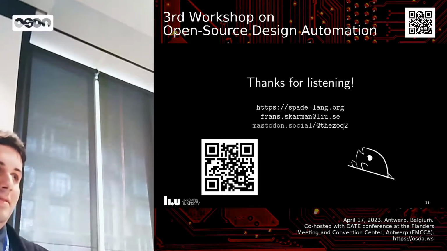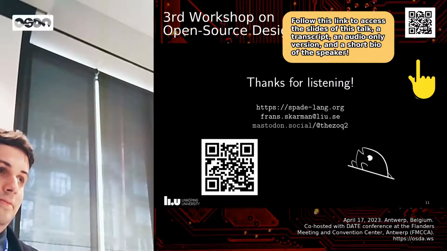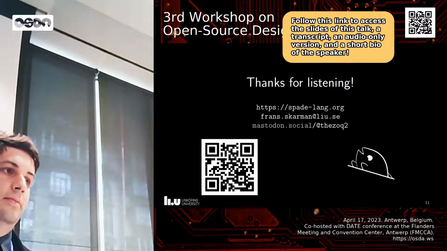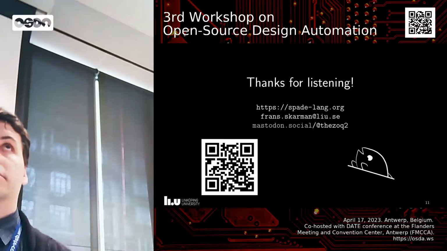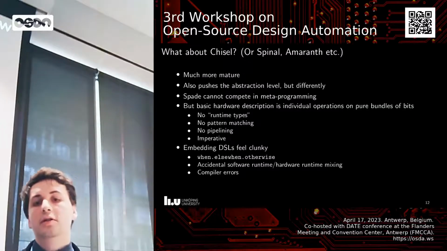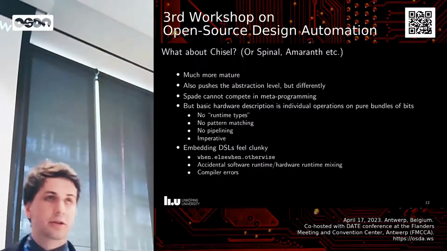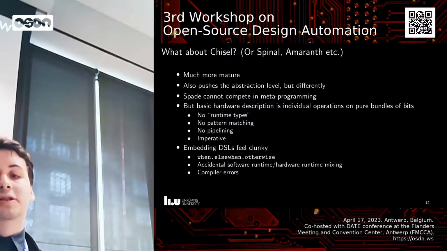I'm trying to grasp how this fits into your first diagram of the varying levels of abstraction. How would you compare its capabilities with something like Chisel? Yeah. For Chisel, I actually have a slide because I get asked this question a lot. So, of course, Spade is a new language. Chisel and all the other languages are going to be way more mature.